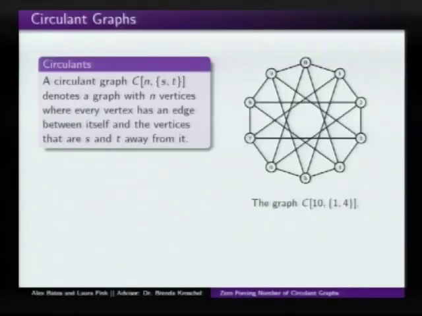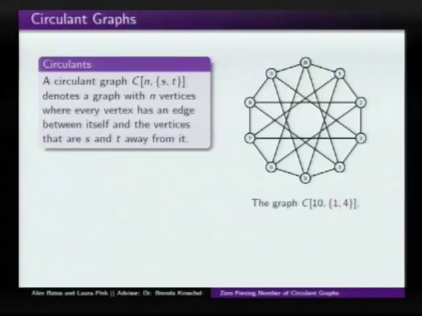So the reason this is coming into play is let's talk about circulant graphs. This is where we did the majority of our research. So we say a circulant graph on n vertices with connections S and T. That's how you read the notation. It denotes a graph with n vertices where every vertex has an edge between itself and the vertex that's S away from it and the vertices that are T away from it.